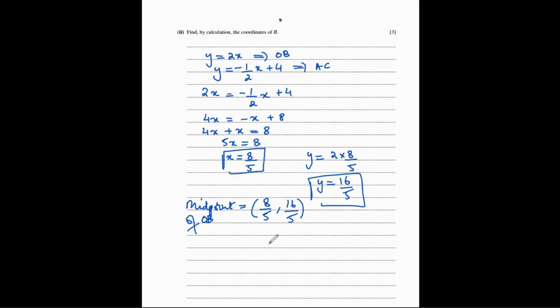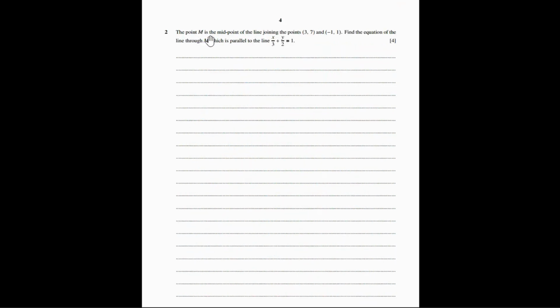So if you want to find the coordinates of B, we double this. So the coordinates of B are going to be 8 over 5 times 2 and 16 over 5 times 2. That's going to be 16 over 5 and 32 over 5. These are your coordinates of B. That's your answer. And it says the point M is the midpoint of the line joining the points (3, 7) and (negative 1, 1). Find the equation of the line through M, which is parallel to the line x over 3 plus y over 2 equals 1.